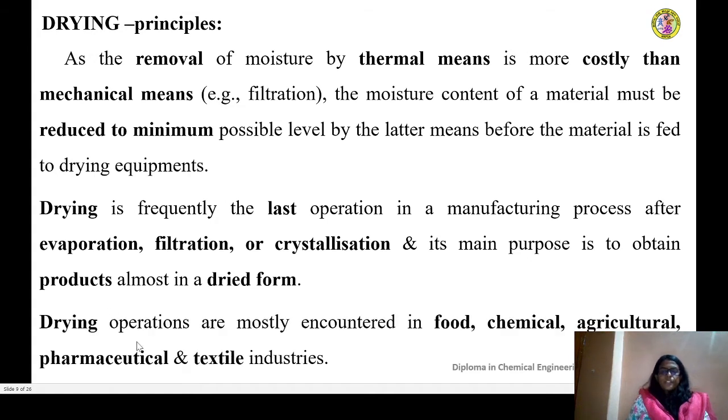So drying operations are mostly encountered in these industries. It is an essential component of a manufacturing process in the food industry and chemical industry, agricultural industry, pharmaceutical, textile industry, etc.